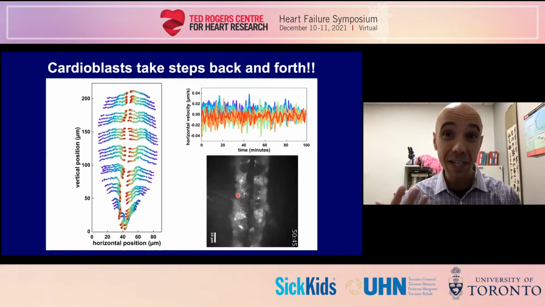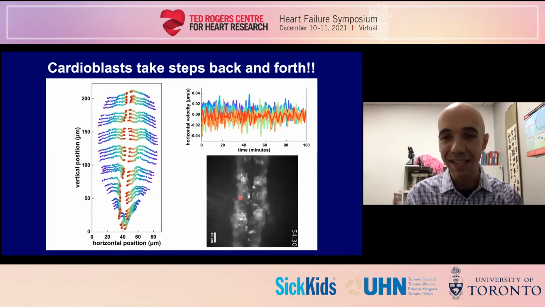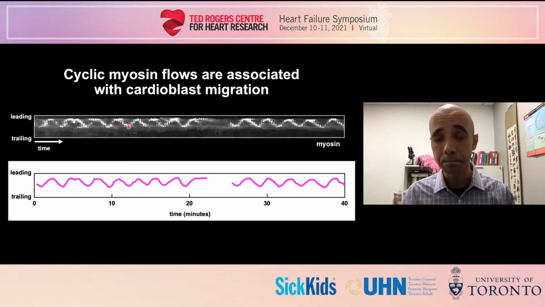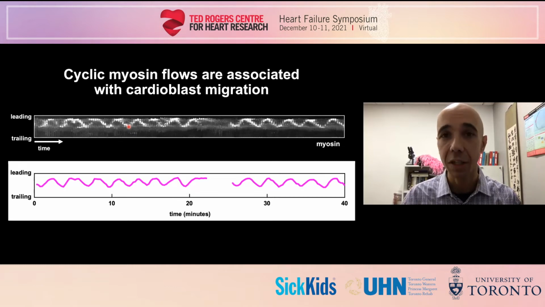Now, those waves are so prominent that one can actually generate kymographs along the back to front axis of any of these cells, or the trailing to leading edge axis, and you get these beautiful sinusoidal patterns that represent the myosin waves as they traverse the cardioblast from the front to the back and back to the front and back to the back. Now, are these myosin waves associated with the movement of the cardioblasts?